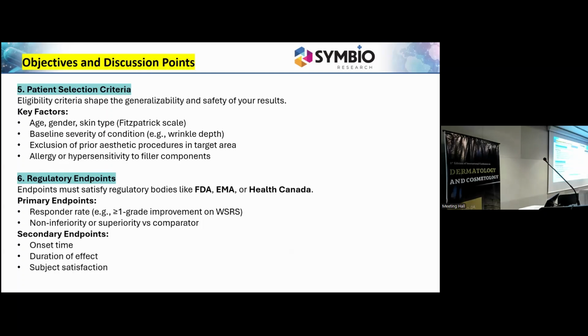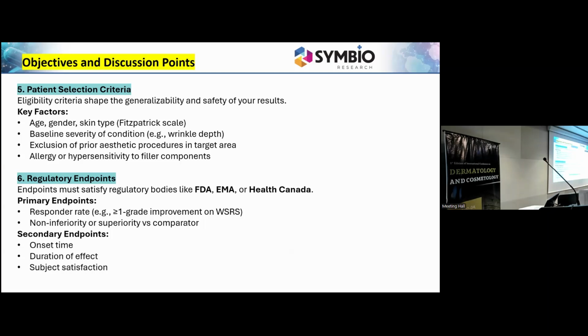Some key factors for patient selection criteria could be age, gender, skin type. It could be baseline severity of any condition like wrinkle depth. Suppose we have got 50 subjects, out of which there are 10 with severe wrinkle severity, and we say that there has to be a 2-grade or 3-grade improvement. It is very difficult because as you age, the wrinkles get deeper and the collagen gets low. So it is more difficult for such patients to achieve the desired results. So we also have to be realistic in setting our needs.